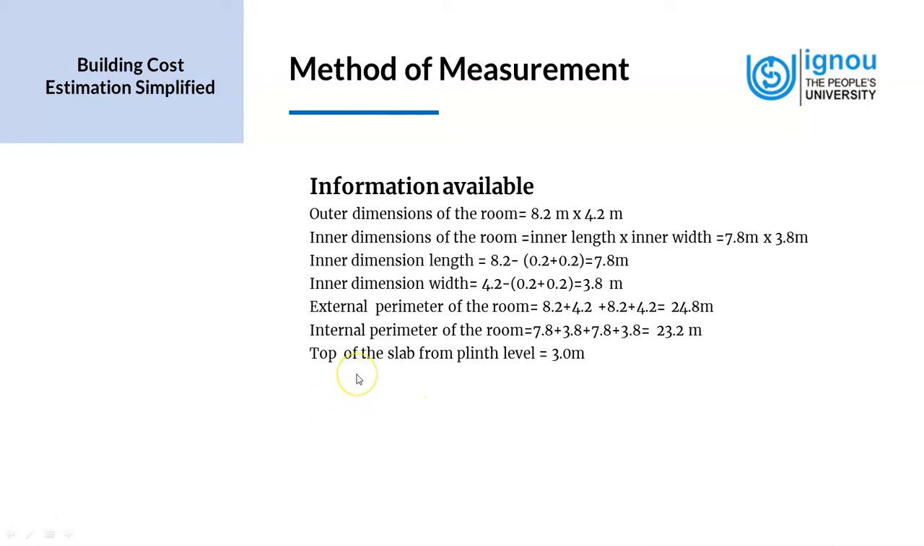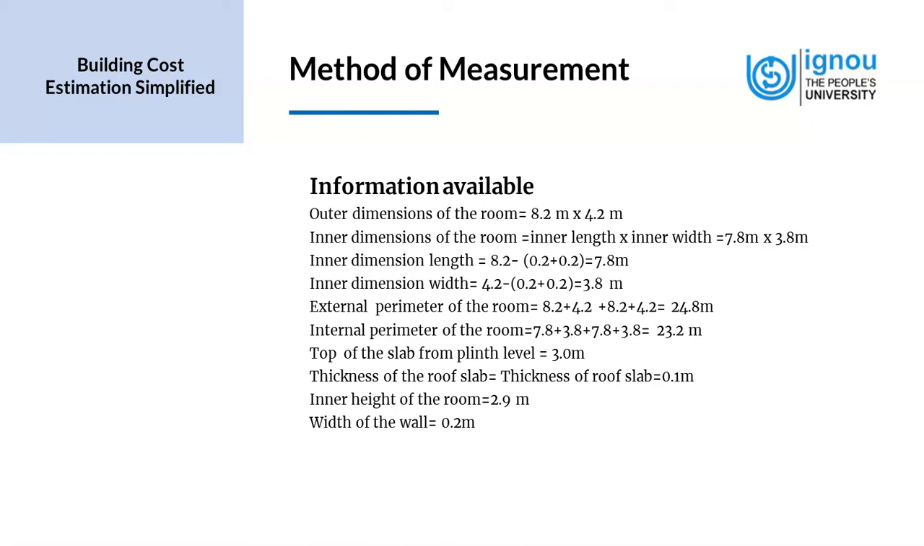Now, another piece of information available to us is that the top of the slab from the plinth level is 3 meters, and we mean the roof slab here. The thickness of the roof slab is 0.1 meters. The inner height of the room is 2.9 meters. And the width of the wall is 0.2 meters. The depth of the foundation is 1.2 meters.